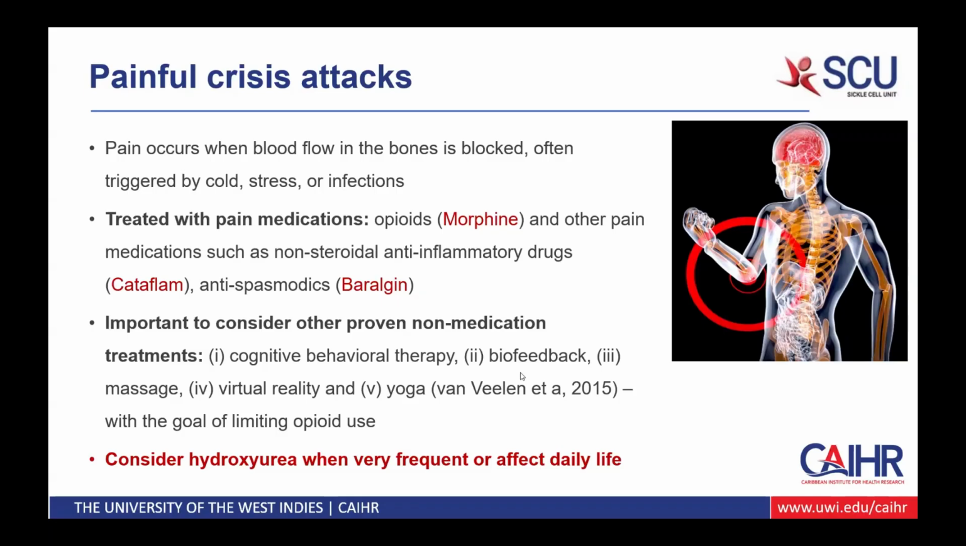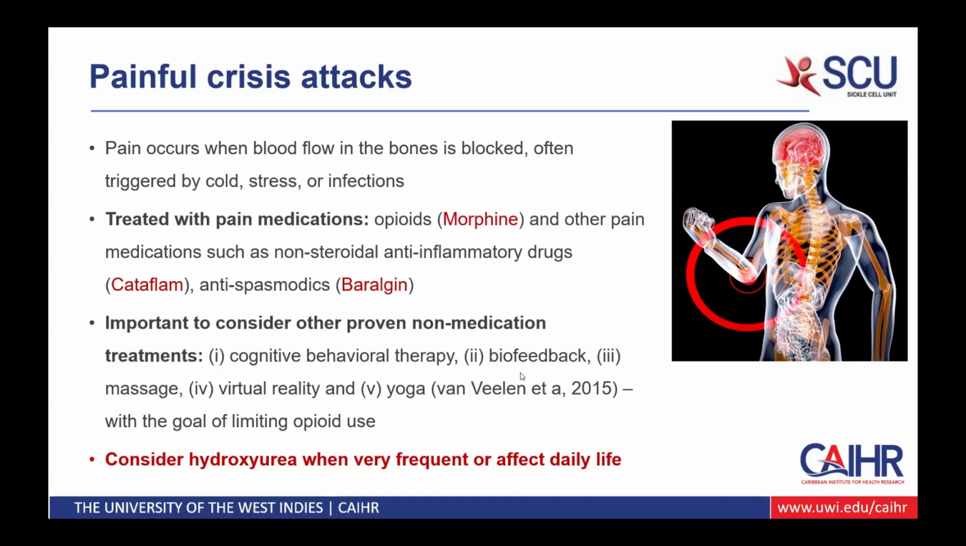So additionally, we know about pain crisis attacks, and I'm sure that everybody here would have heard about these or unfortunately experienced these. They really occur when blood flow in the bones is blocked, and of course, is triggered by cold, stress, and infection. So basically, that process that I spoke about before. Of course, it can be treated with pain medication. So you'd be familiar with opioid medications like morphine and NSAIDs like Cataflam and other medications like Baralgin.